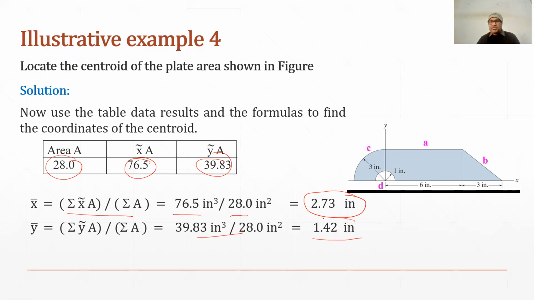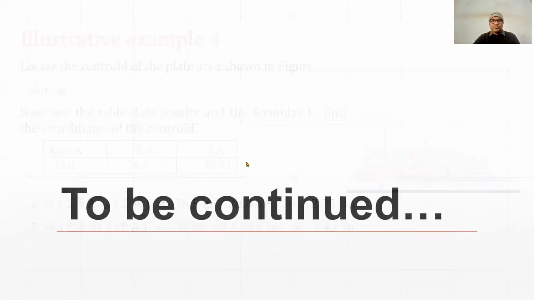So we can locate this value in this common figure. So the centroid of the figure will be here. So this is the centroid. So with reference to x-axis, this is the y bar value, and with reference to y-axis, this is the x bar value which we have just calculated. So this is how we calculate the centroid of the composite area. So that is the solution of example 4.